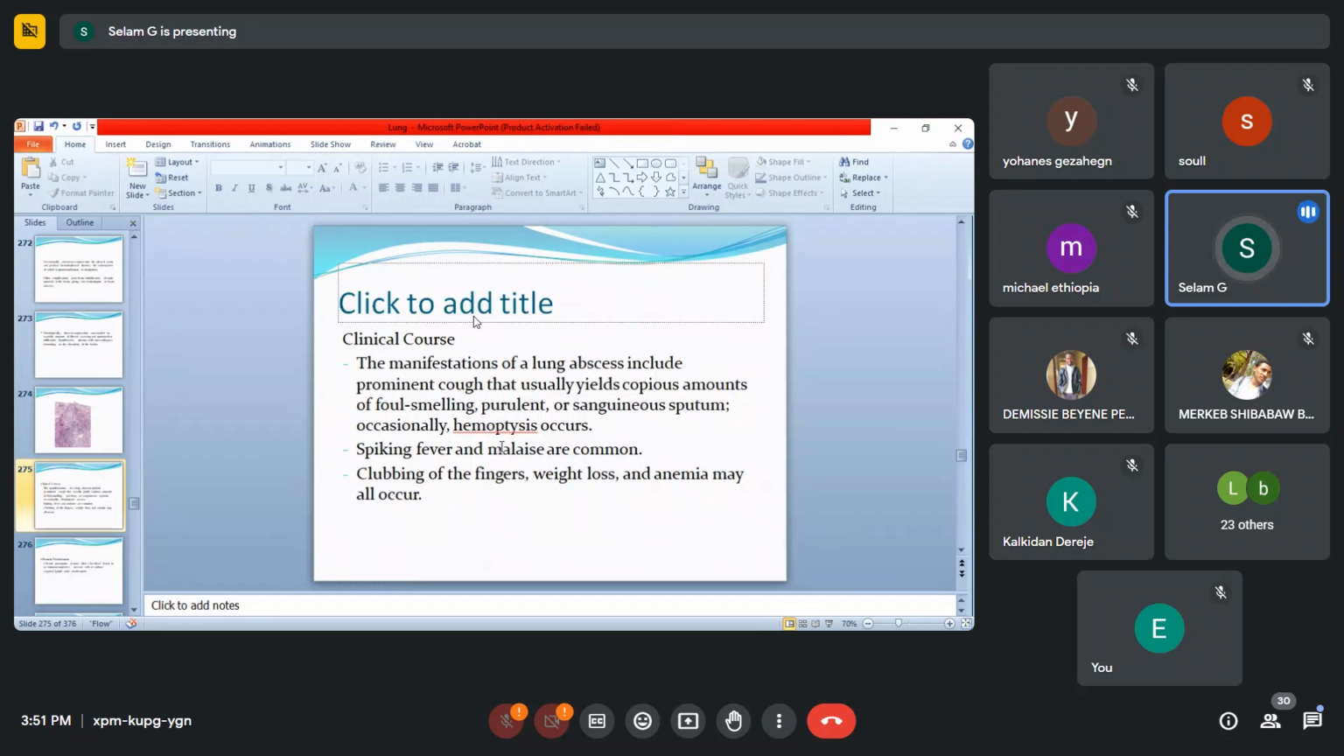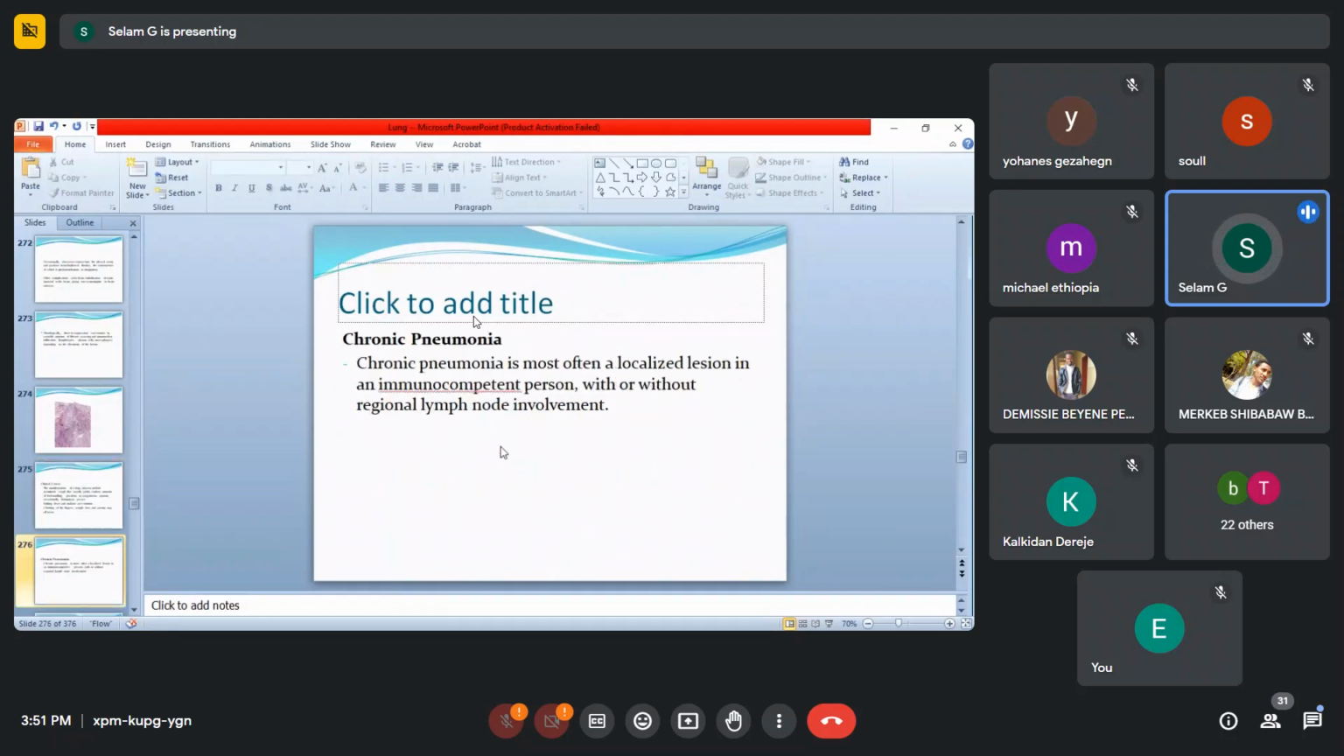Clinically, the manifestations of a lung abscess include a prominent cough that usually yields copious amounts of foul-smelling, purulent, or sanguineous sputum with mixing of blood, occasionally with hemoptysis. Spiking fever and malaise are common. Clubbing of fingers, where you lose the angle between the nail and the nail bed, can occur. Weight loss and anemia may also occur in these patients. So this is acute pneumonia, which mandates treatment for patients to avoid complications or long-term effects.